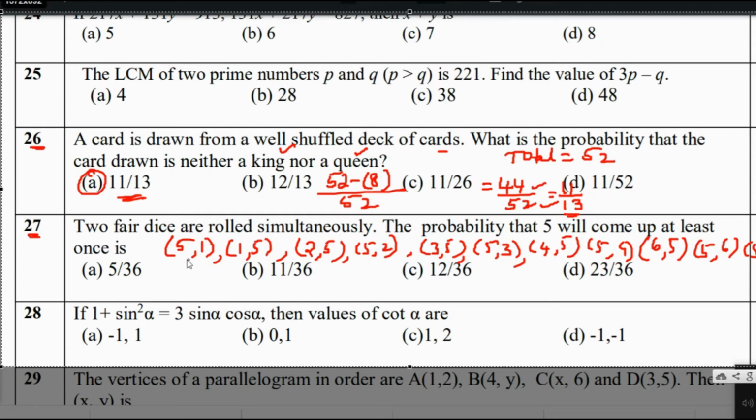So total favorable outcomes are 1, 2, 3, 4, 5, 6, 7, 8, 9, 10, 11. The probability of getting 5 at least once is 11 by 36. Favorable outcomes are 11. Total possible outcomes when two dice are thrown is 36. So the correct option for this question is B, 11 by 36.